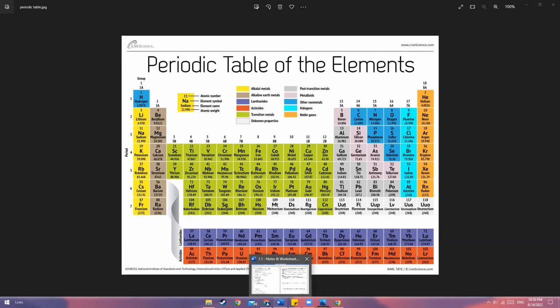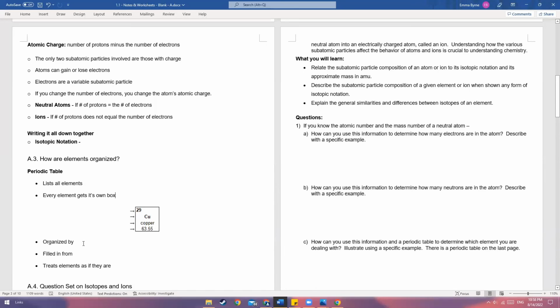So if we go back to our notes, they're organized by atomic number, and they are filled in from left to right. And it treats elements as if they are neutral, or in other words, the number of protons equals the number of electrons.